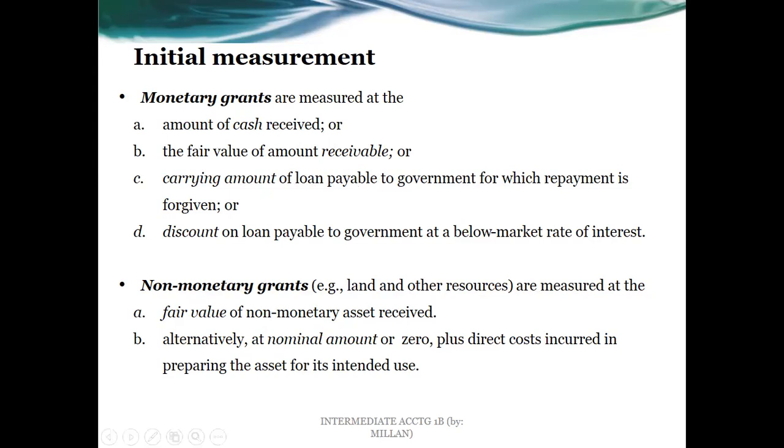Then, discount on a loan payable to government at a below-market rate of interest. This is also an interesting government grant. So let's say the face value is 2 million and we are given the discount. So let's say, instead of a 2 million face value, we will be receiving like 2.5 million.